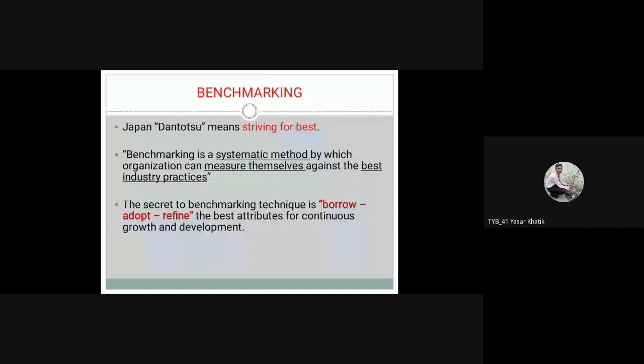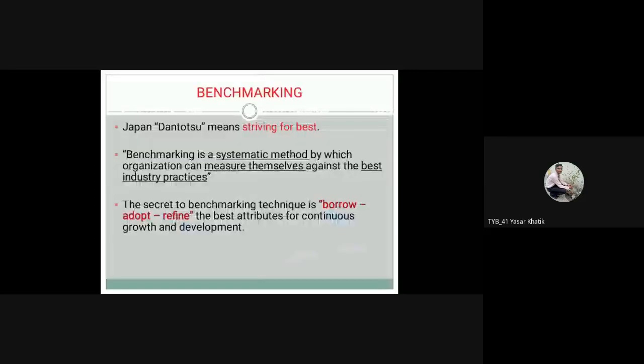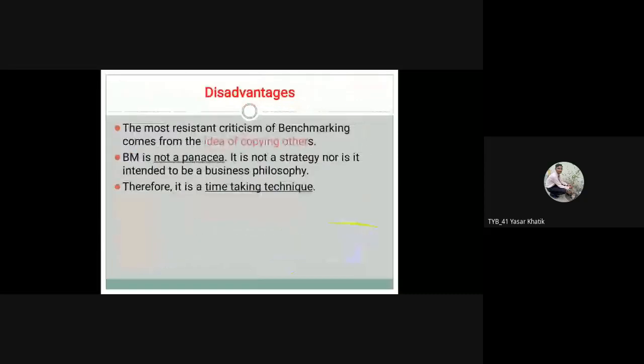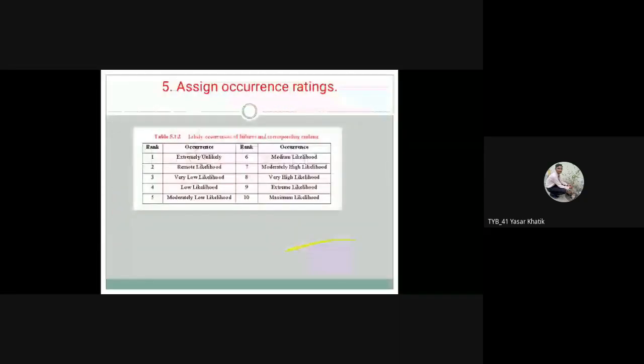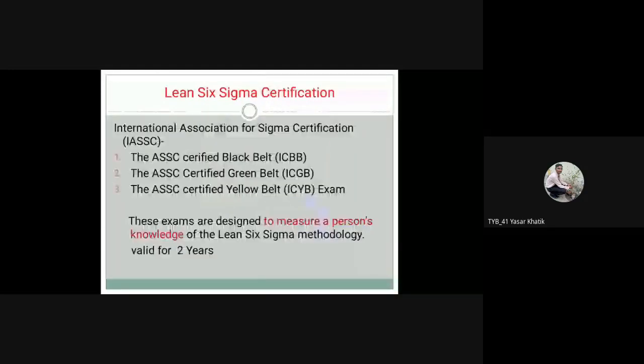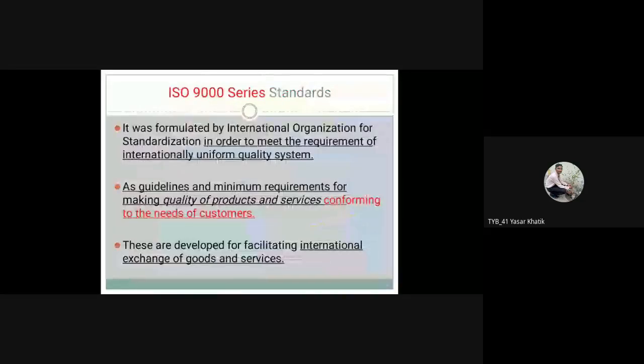Okay. So this is just regarding benchmarking. So the remaining part, that is the next point, is quality management system and environmental management system. We will see that. Okay, so before moving to quality management system, we will see some ISO 9000 series standards. Already we have discussed ISO standards. So it was formulated by the International Organization for Standardization.